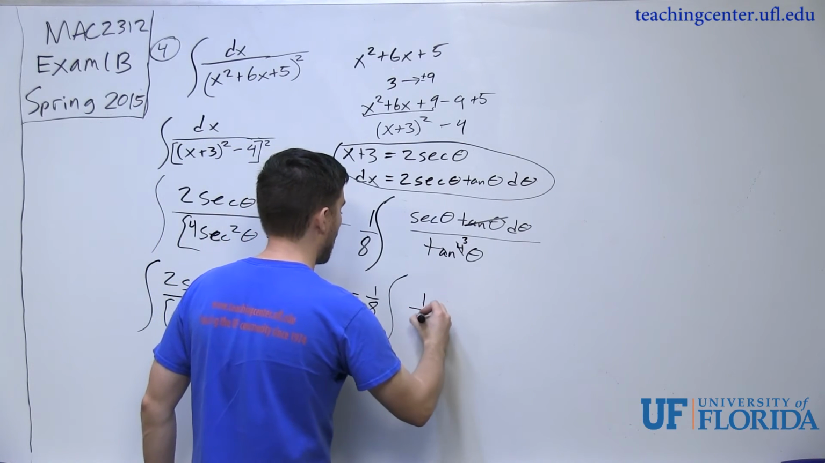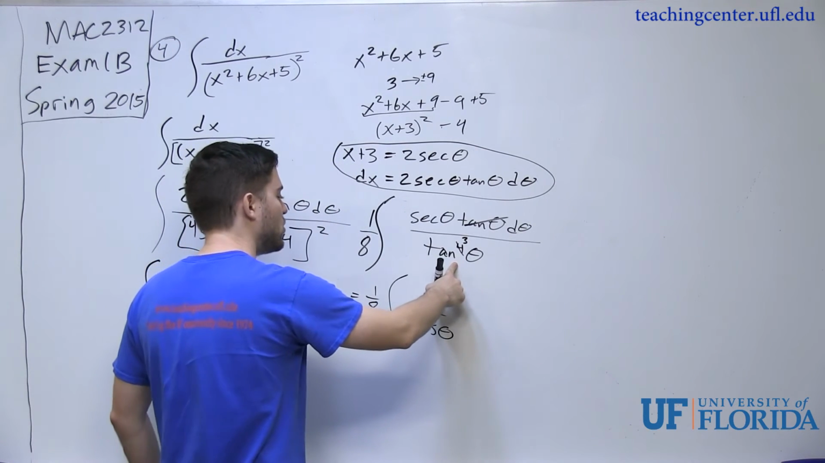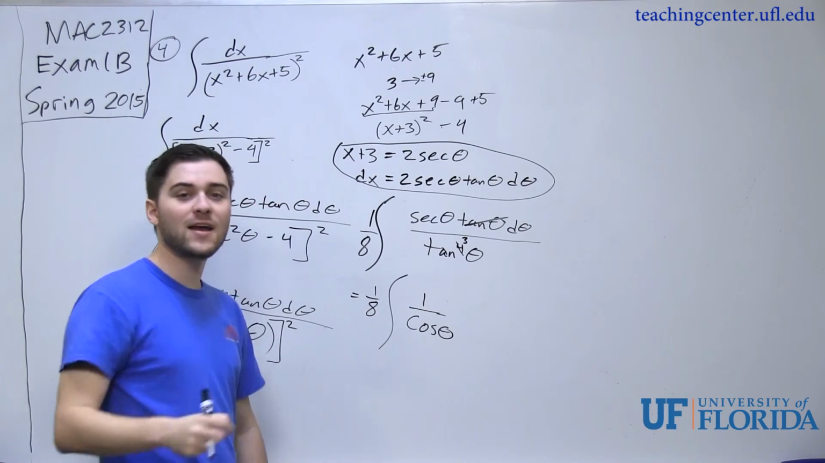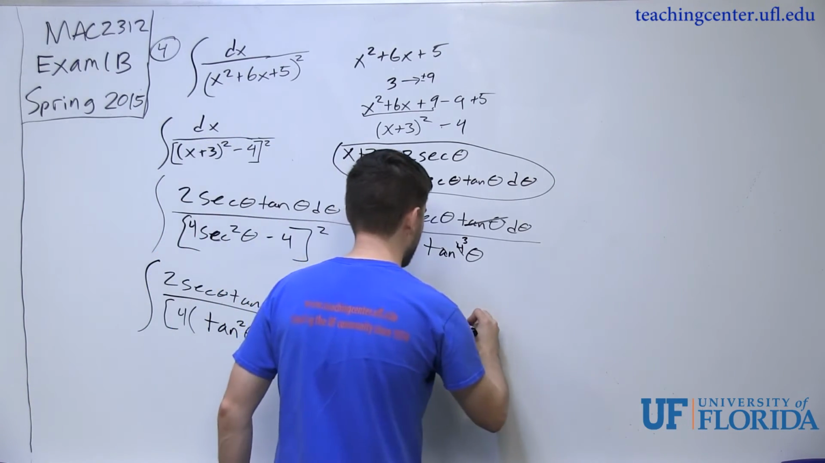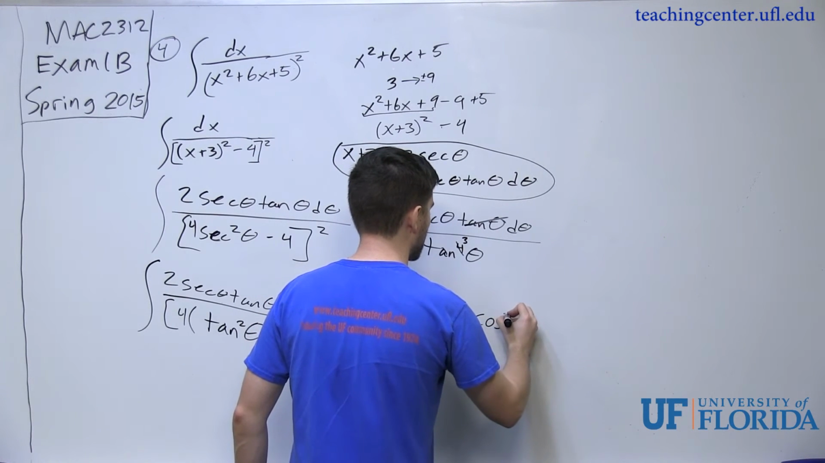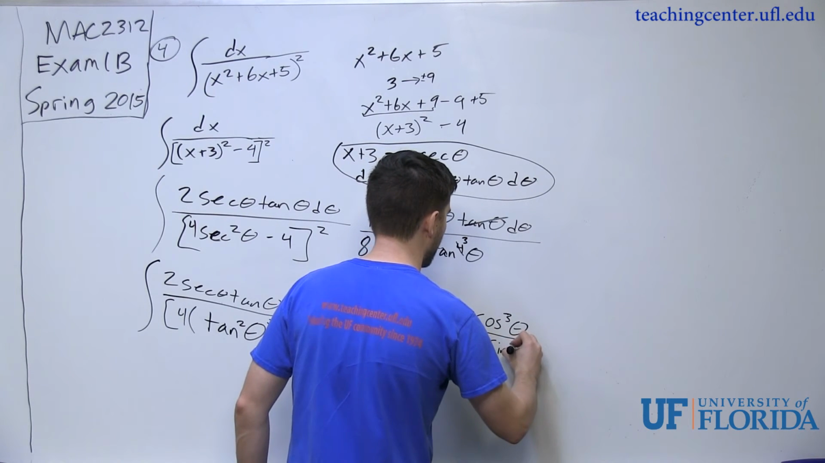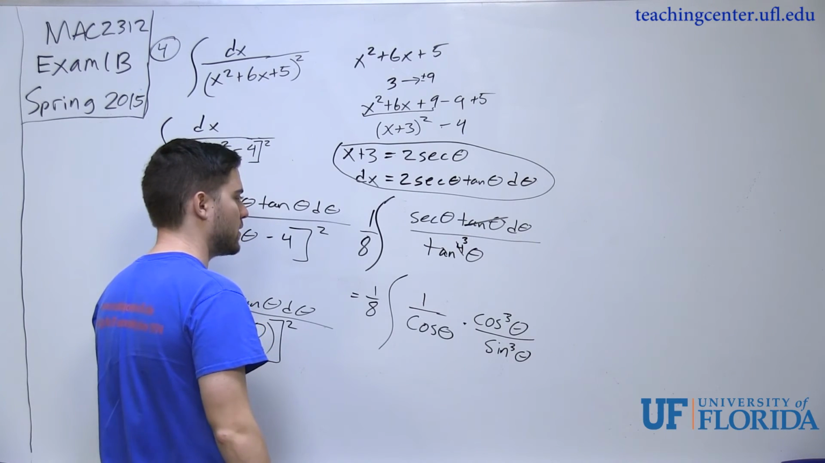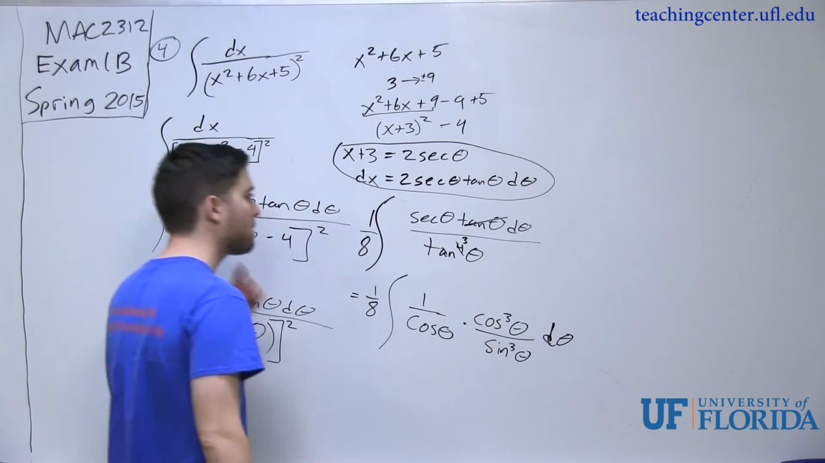Secant is 1 over cosine of theta. And I have tangent cubed theta, which is sine cubed over cosine cubed. But because I'm dividing by it, I'm going to multiply by its reciprocal. So what I actually end up getting is cosine cubed theta over sine cubed theta. Good. Now I have a d theta out here.